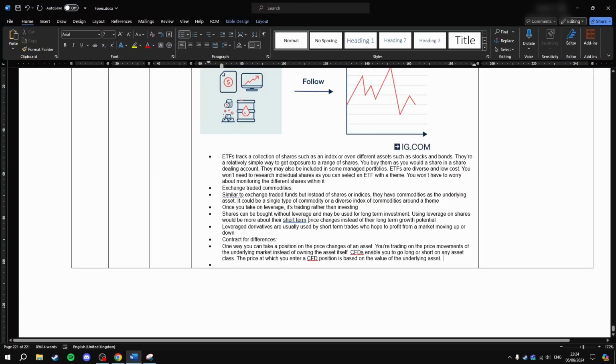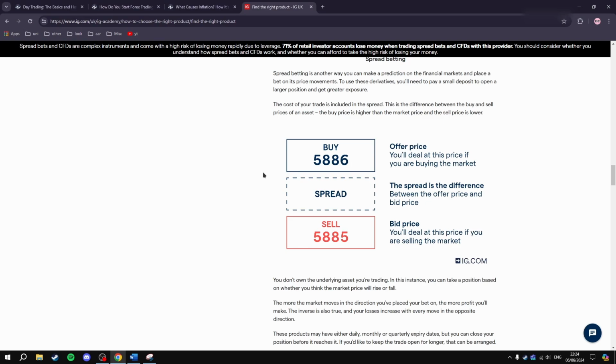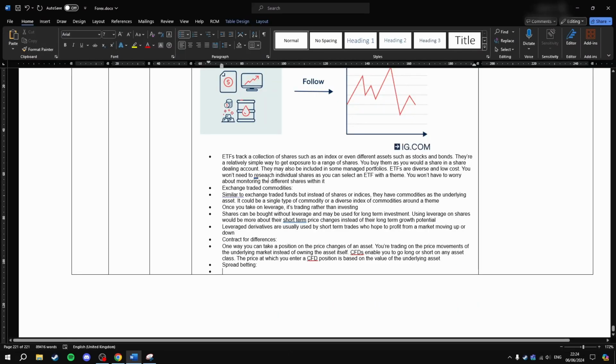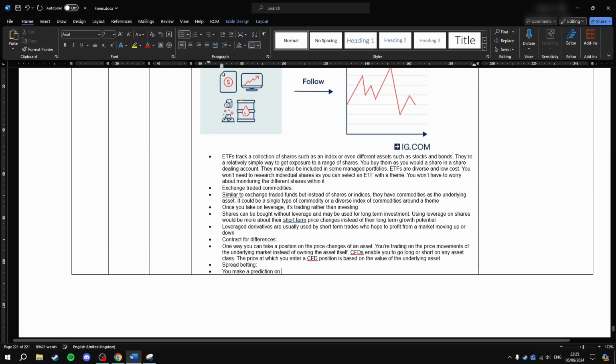Spread betting. Spread betting is another way you can make a prediction on the financial markets and place a bet on its price movement.